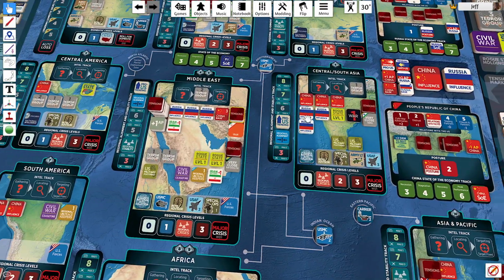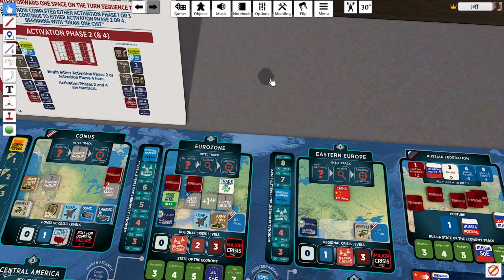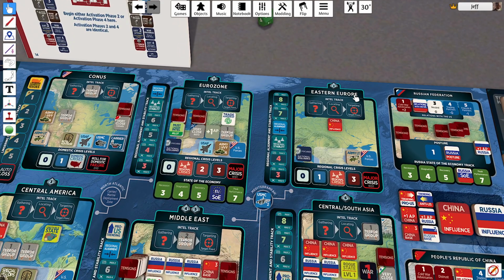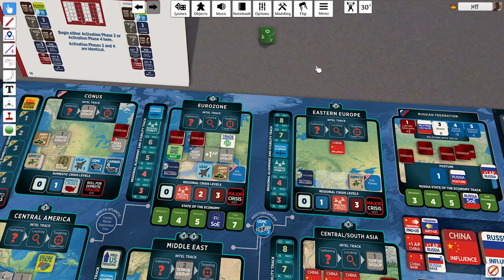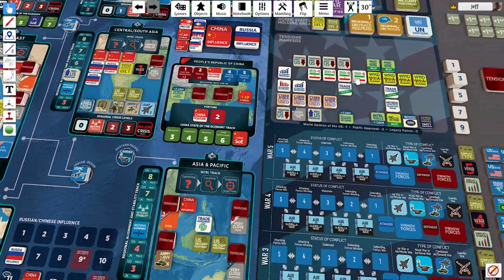So they get a +7 on their roll. They rolled a 6. And 7 is 13. They're going to launch an air war in the Middle East. We got to roll to see who it is. It's a 10. Hezbollah and Hamas versus Israel. No surprise. Israel's going to win this.